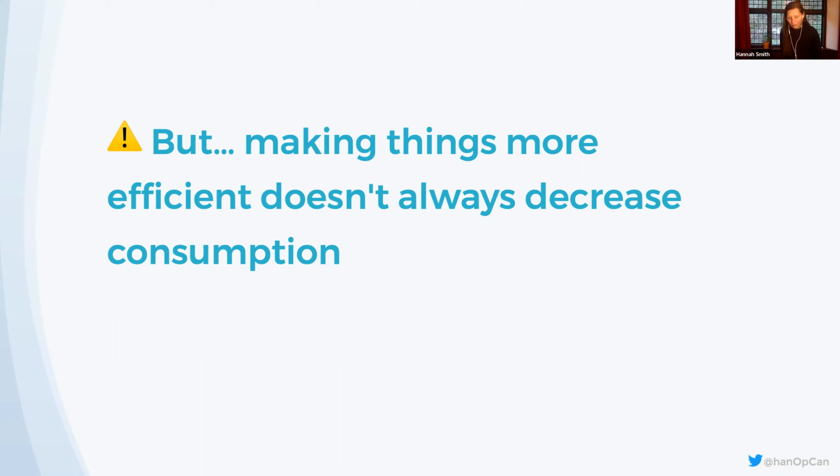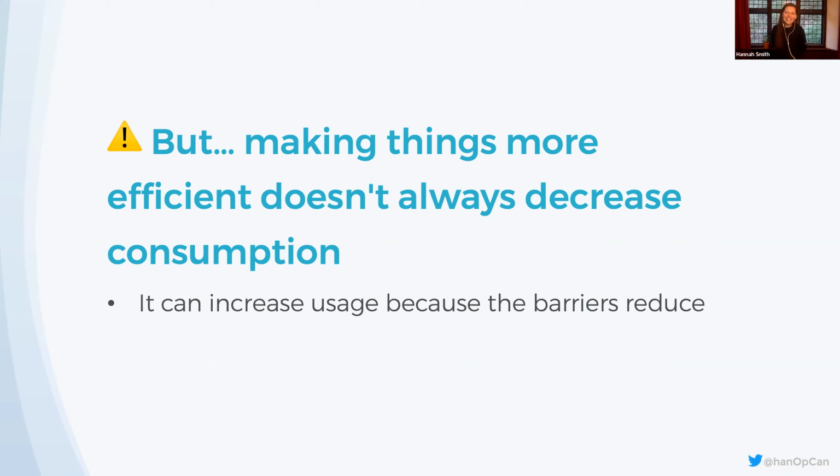So I want to talk to you a little bit about something called Jevons paradox. I don't know if anyone here has heard about Jevons paradox, but it says that making things more efficient doesn't always decrease consumption. You might think that making things more efficient will mean that fewer resources will be used because it's running more efficiently. But actually, what tends to happen is usage is increased because the barriers are reduced.